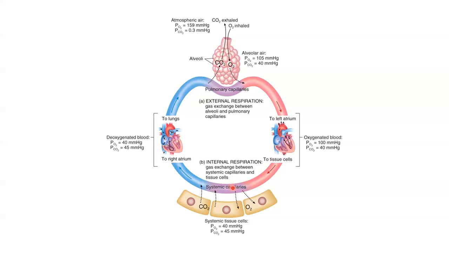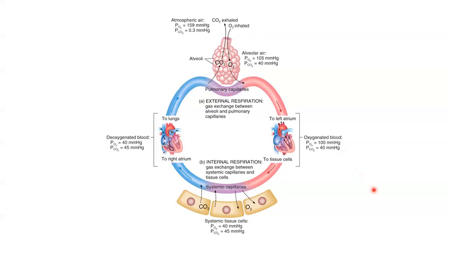Like with our external respiration, while oxygen is diffusing into the tissue cells, our carbon dioxide is going in the opposite direction. So here in our oxygenated blood, the partial pressure of carbon dioxide is low. It's 40 millimetres of mercury. In our tissues, it's high, so it's 45. Remember that we produce carbon dioxide when we break down substances to make ATP. So now the carbon dioxide goes from the area of high partial pressure to low partial pressure. It goes from the tissues into the systemic capillaries, so it can be taken back to the heart, then back to the lungs to be reoxygenated.